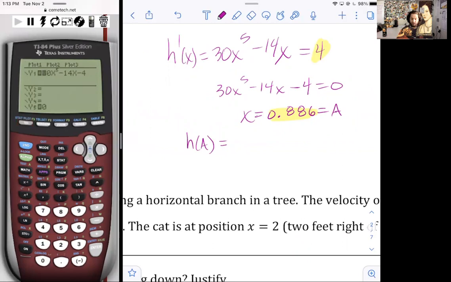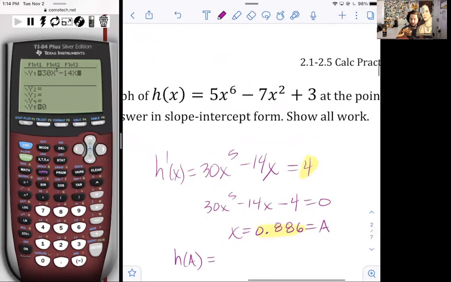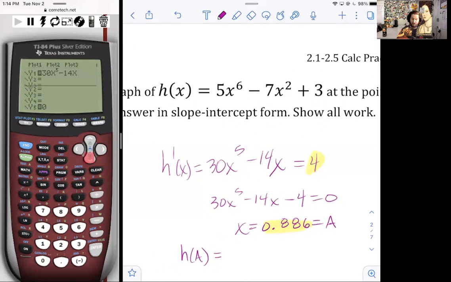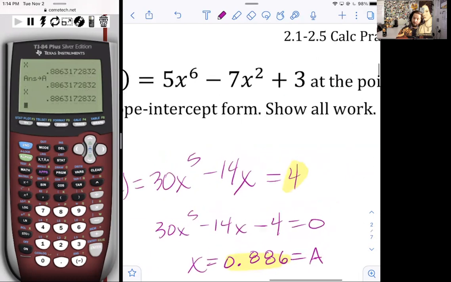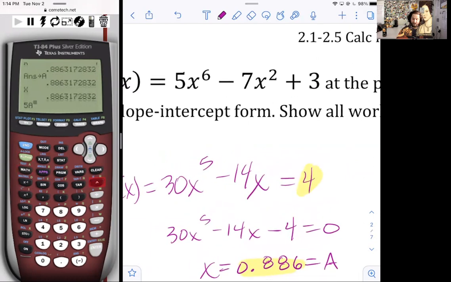Now we'll go back to Y equals and then get rid of the -4. So just put the original function H of X in there. Actually, I don't have H of X in there anymore, do I? So at this point, if you only want it one time, instead of referring to it from the home screen, like alpha Y2, you could do it one time from the home screen. And notice it's still in there as X. But if I just type it in there, 5 alpha A to the 6th minus 7 alpha A squared plus 3.